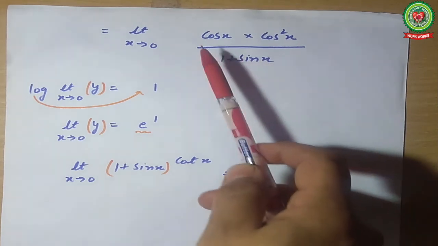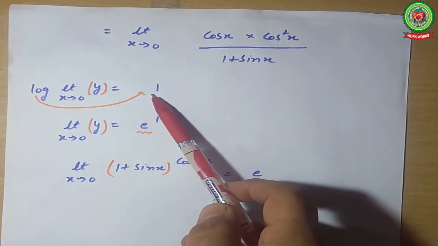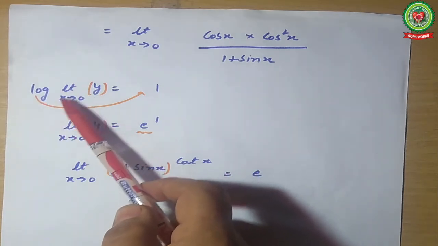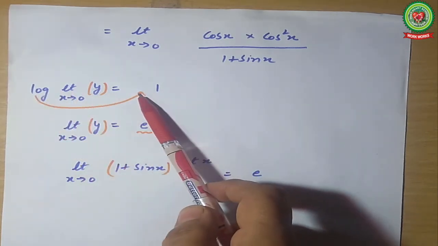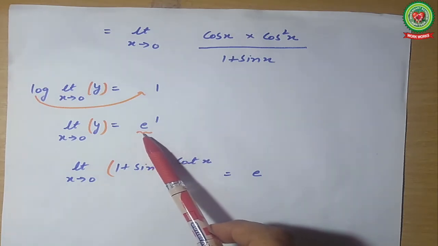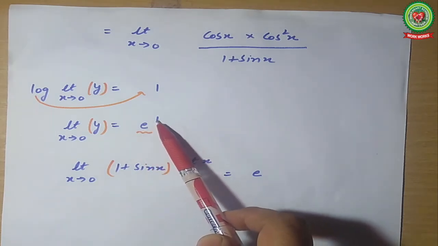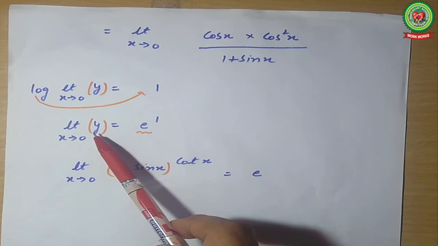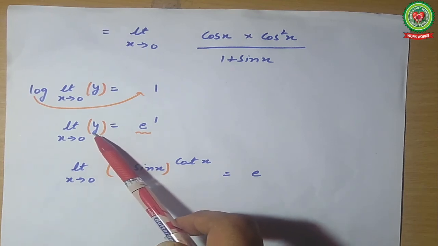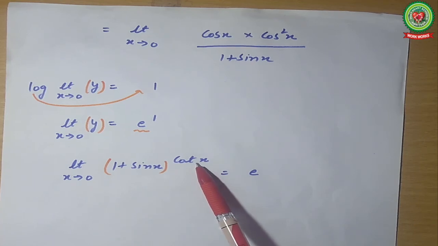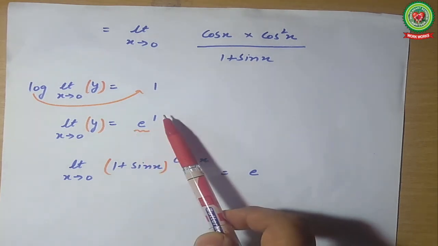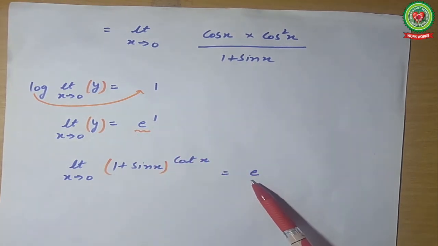Clear? Log limit x approaches 0, y is there. Now log will shift to this side with the e base. So it will become e raised to power 1 there. Clear बच्चे? Now what is the value of y in the starting? Value of y in the starting is 1 plus sin x raised to power cot x. So any base having power 1, answer is always equal to the same base. So what is the base here? e is here. Clear बच्चे?